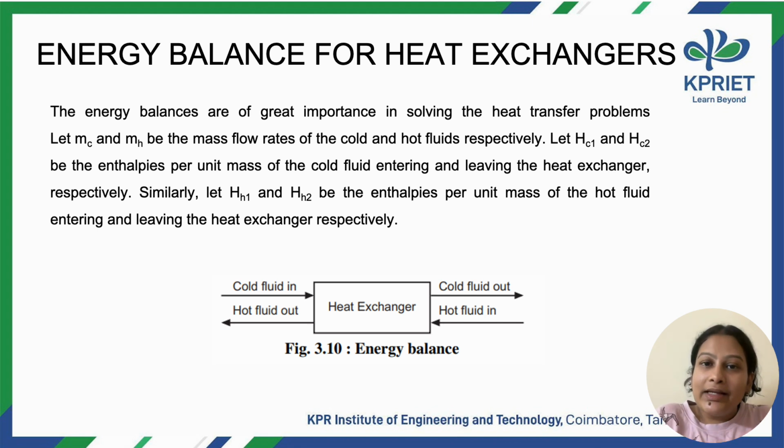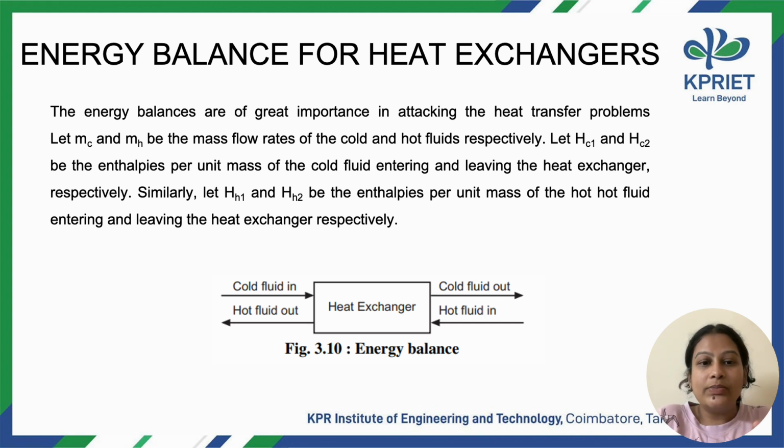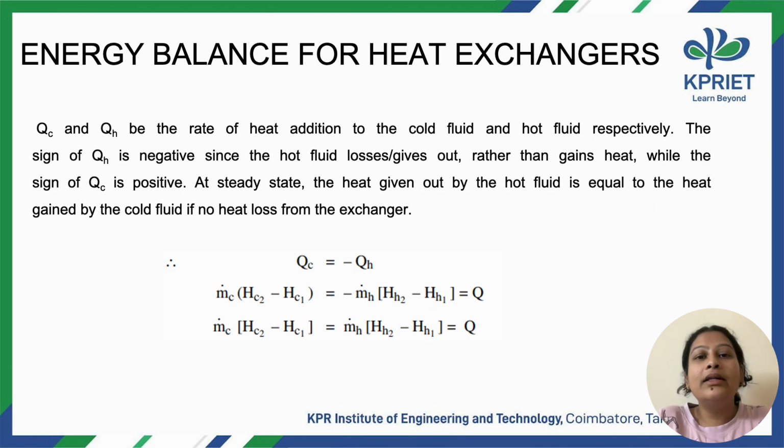So now, before getting into the derivation or equations for this energy balance, let us be clear with the terms. Let mH be the mass flow rate of the hot fluid, mC be the mass flow rate of the cold fluid, HC1 and HC2 be the enthalpy of the cold fluid at the inlet and outlet, whereas HH1 and HH2 are the enthalpy of the hot fluid at the inlet and outlet. We also have other terms like Q, where QC and QH are the rate of heat addition to the cold fluid and the hot fluid respectively.